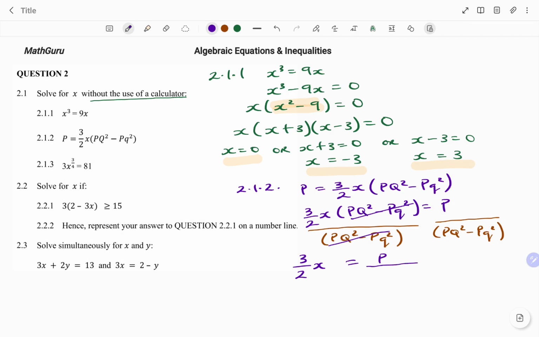If you look at my denominator, I have a common factor of p. So I'm going to factor that out. I have p in bracket q squared minus q squared. So therefore, p divided by p, that's 1. I have 3 over 2x equals 1 over q squared minus q squared.